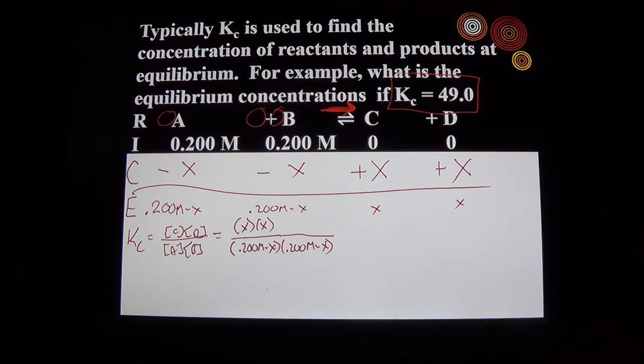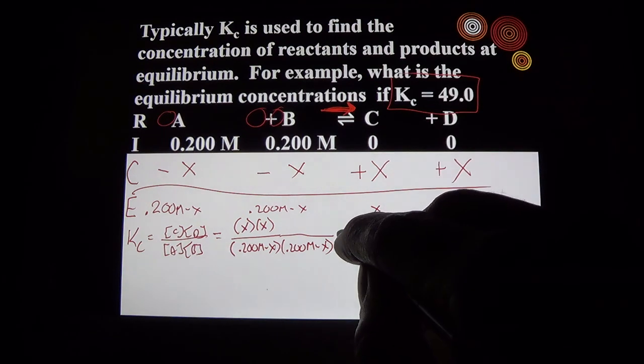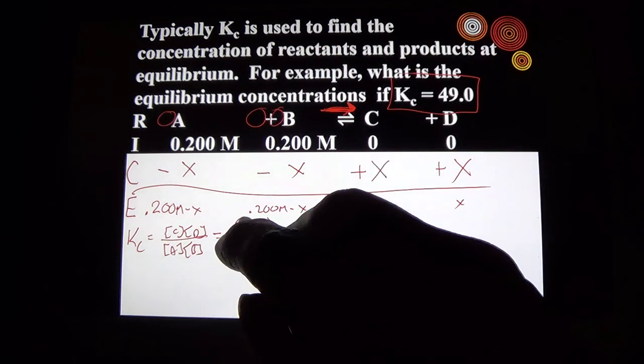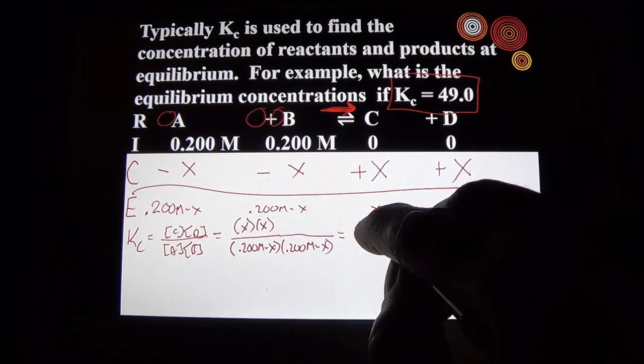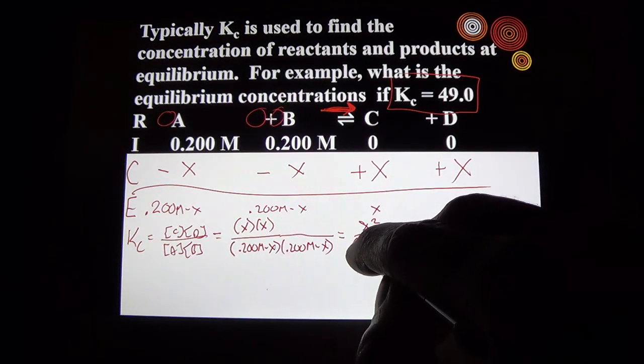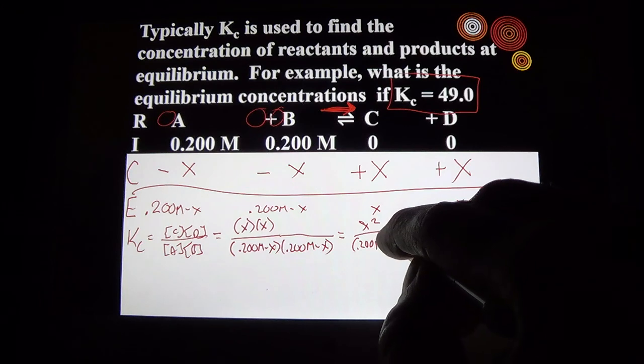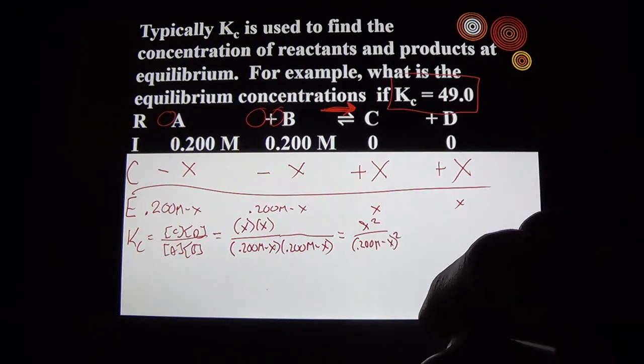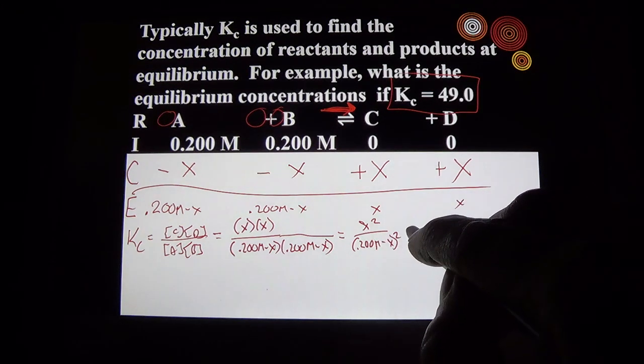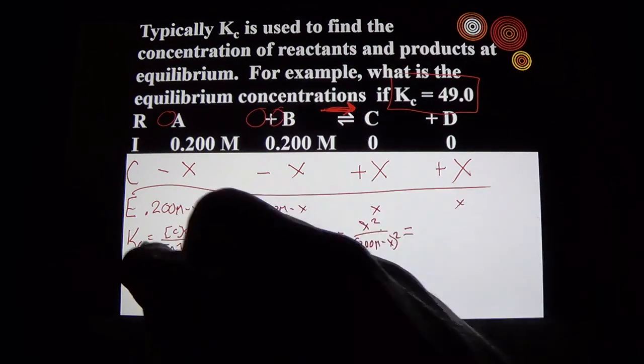So it's very, very likely that you will be able to, on the test, use some sort of shortcut. Here's the shortcut I'm going to use. I'm going to group my like terms, so I get x squared over 0.200 molarity minus x squared. And you're like, how does that help you? Well, check this out. This is equal to Kc.